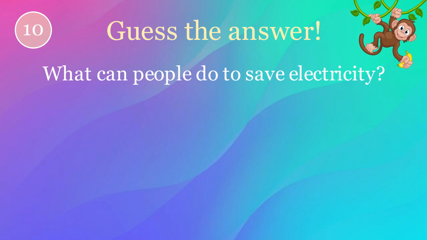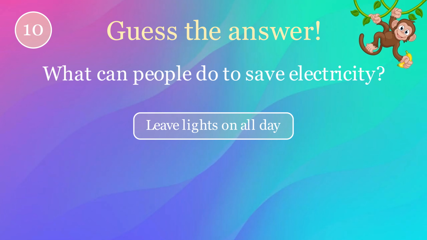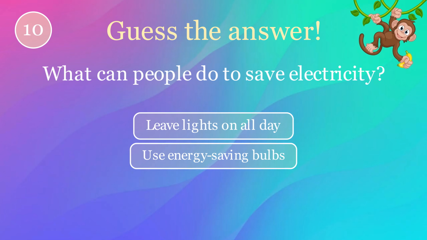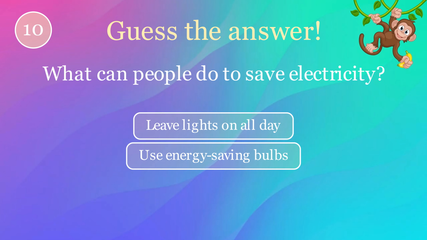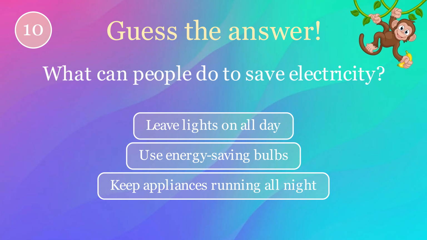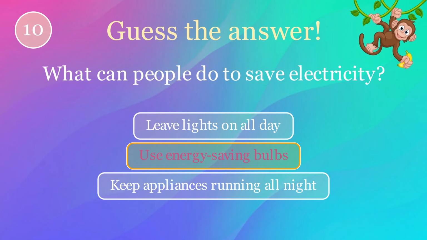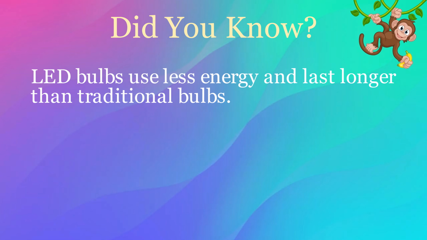What can people do to save electricity? Leave lights on all day. Use energy-saving bulbs. Keep appliances running all night. The correct answer is, use energy-saving bulbs. Here's an interesting fact: LED bulbs use less energy and last longer than traditional bulbs.